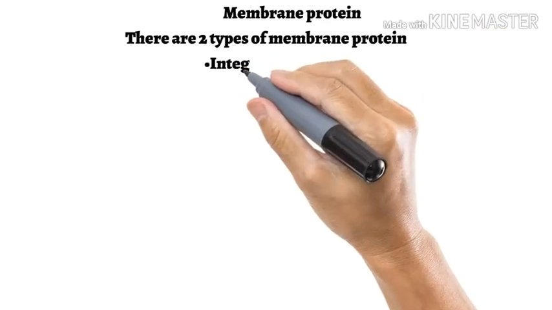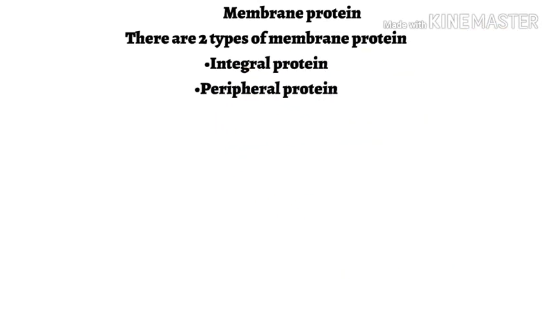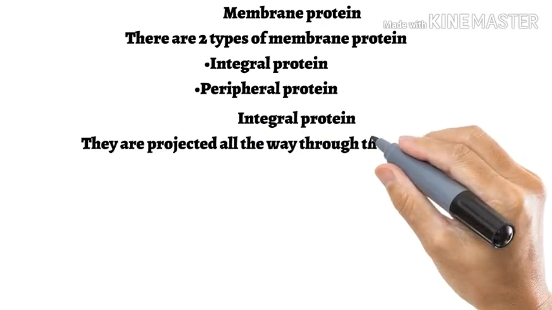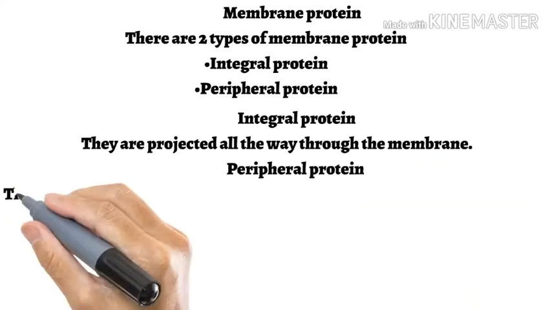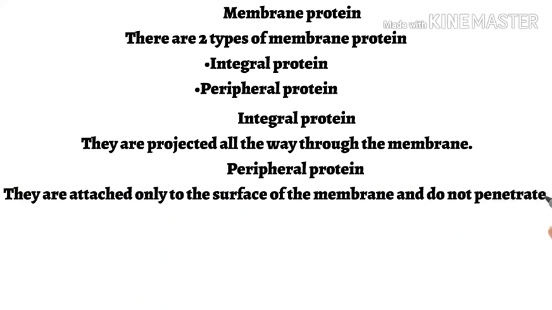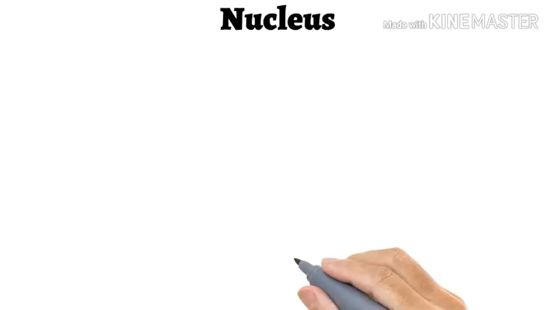Now the membrane protein. There are two types of membrane protein, as we've said earlier: integral protein and peripheral protein. The integral proteins project all the way through the cell membrane, while the peripheral proteins are attached only to the surface of the membrane and do not penetrate.